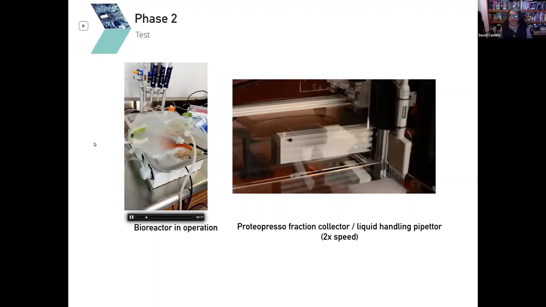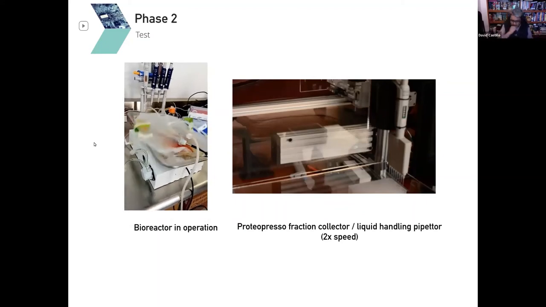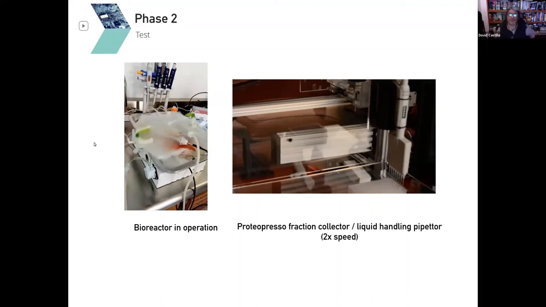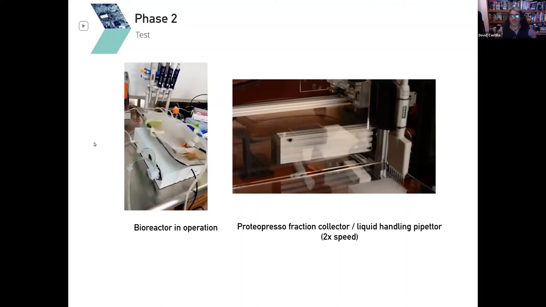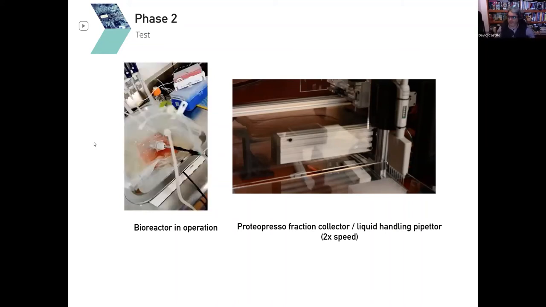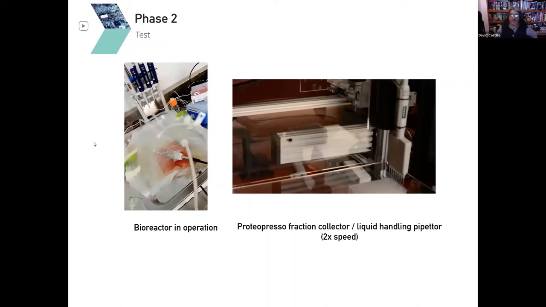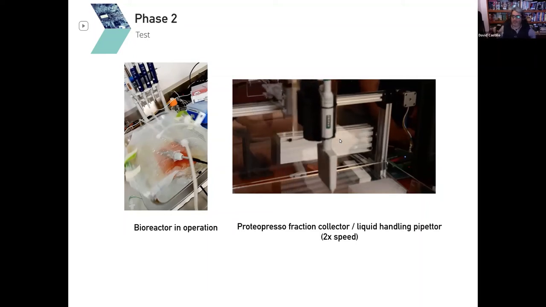We have already achieved producing a large batch of proteins, producing red fluorescent proteins and other proteins, for example PFU polymerases, DNA polymerases, and other RT polymerases. That's in collaboration with another member of this team, Anna Klinoff. And the ProtoPresso fraction collector is the one that we have developed so far.